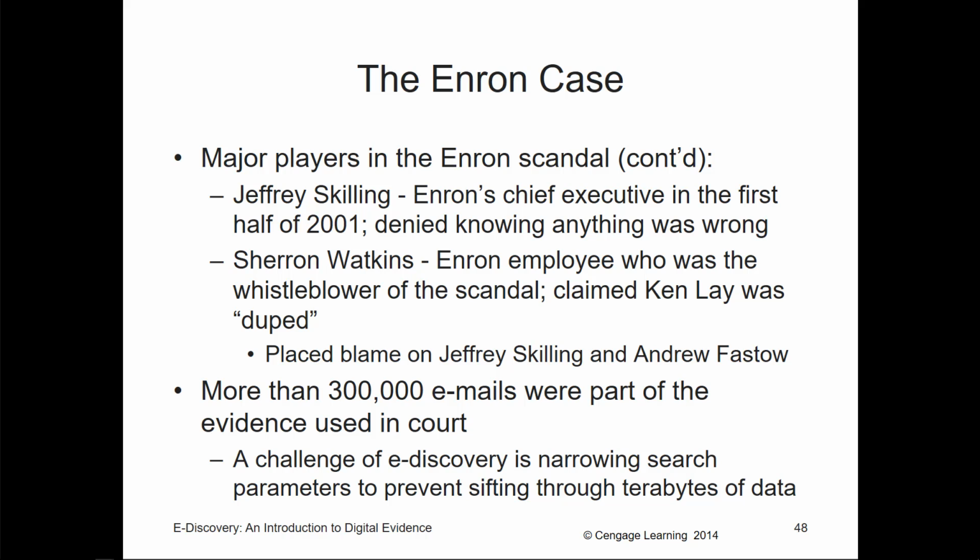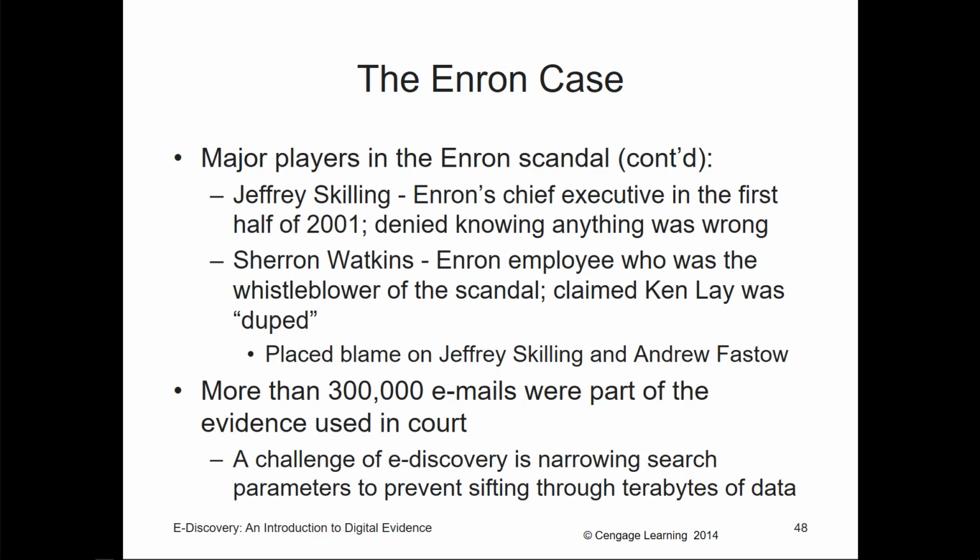Other major players were Jeffrey Skilling, Enron's chief executive in the first half of 2001, who denied knowing anything was wrong. Sherron Watkins, the Enron employee who was the whistleblower of the scandal, claimed Ken Lay was duped and placed blame on Jeffrey Skilling and Andrew Fastow.